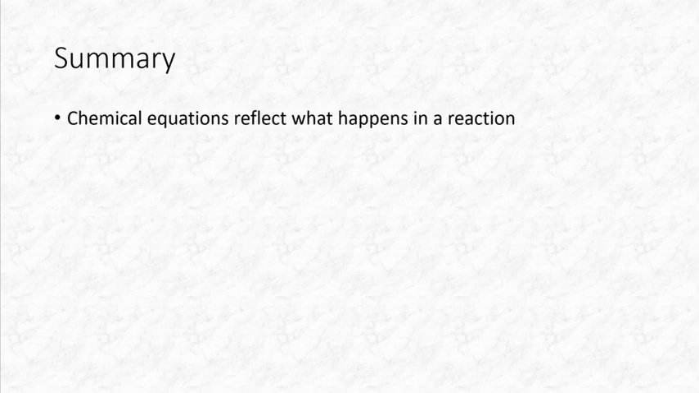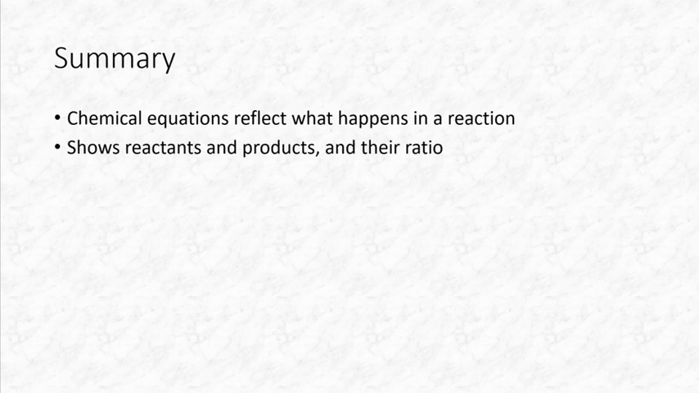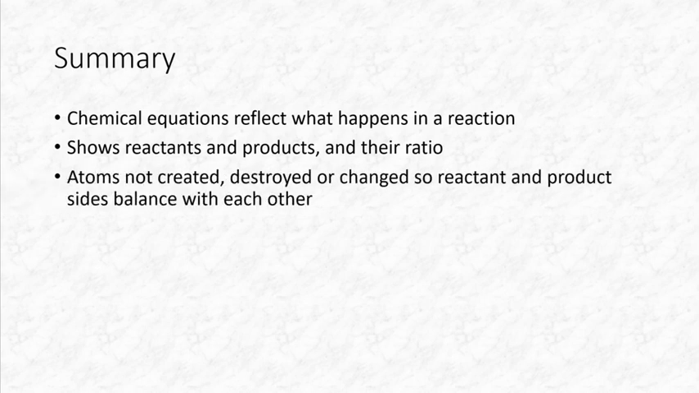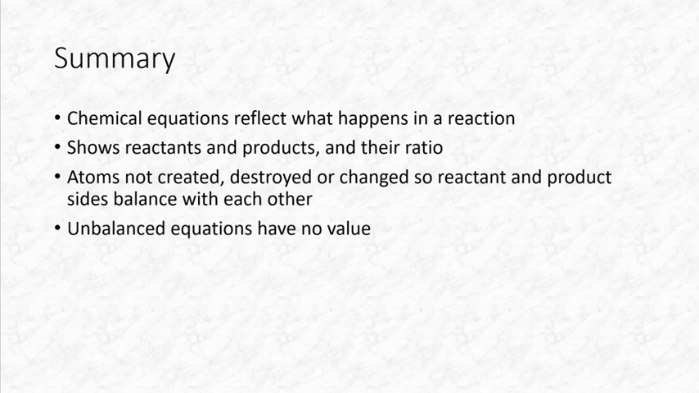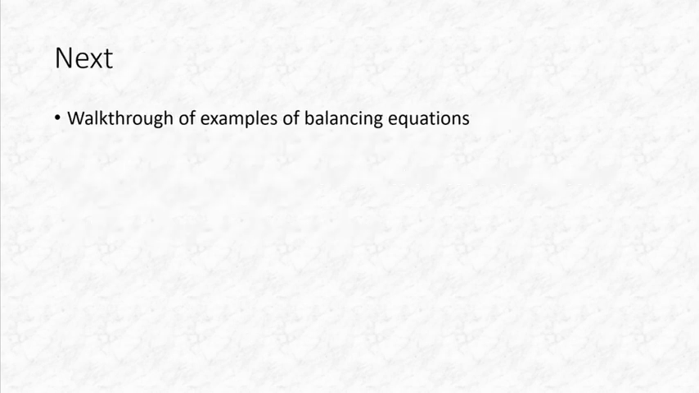So in summary, chemical equations reflect what happens in a reaction. They show the reactants, their products, and the ratio between these. We need to know that atoms are not created or destroyed or changed, so our reactant and product sides must balance with each other. And unbalanced equations have no value. They're not going to get us any marks ever.